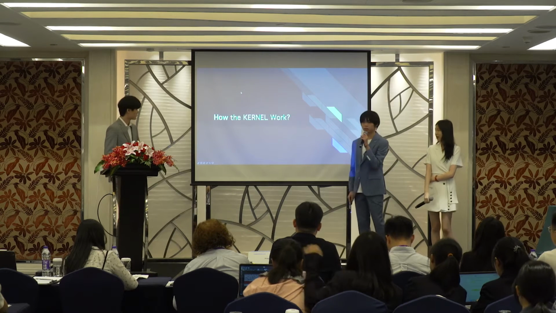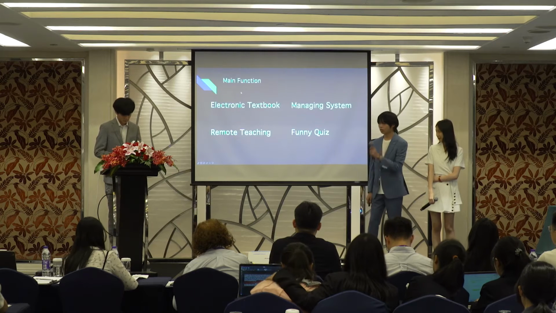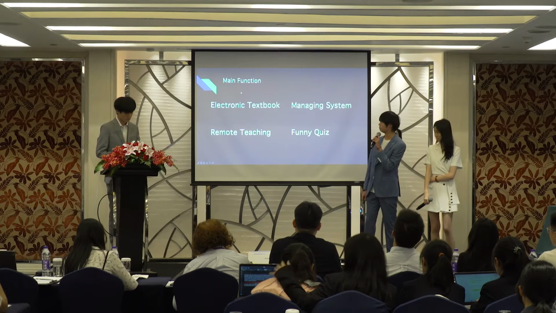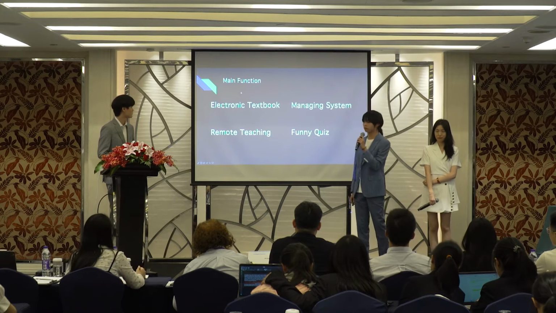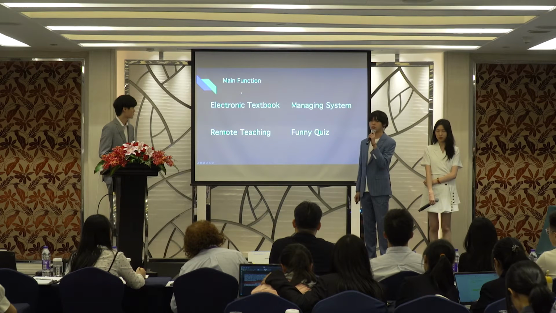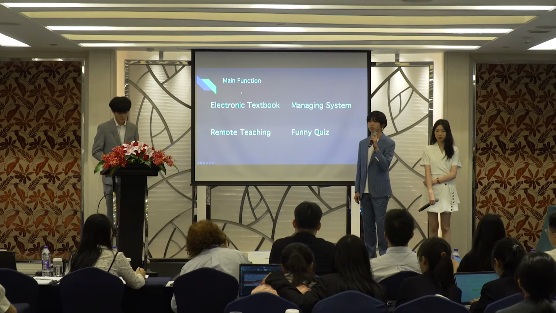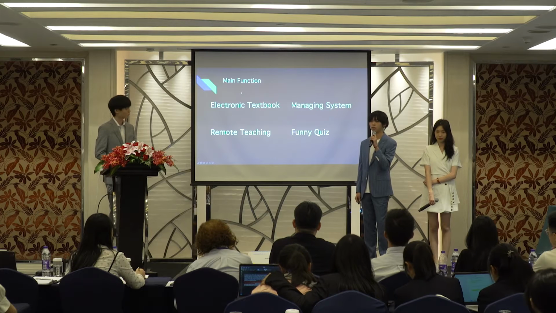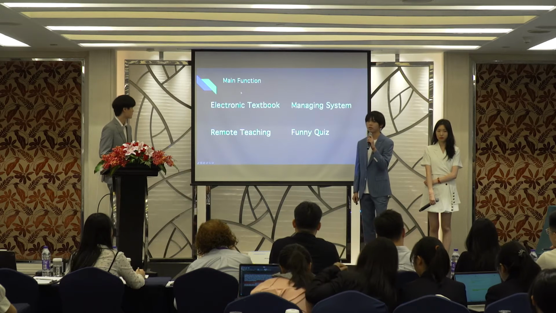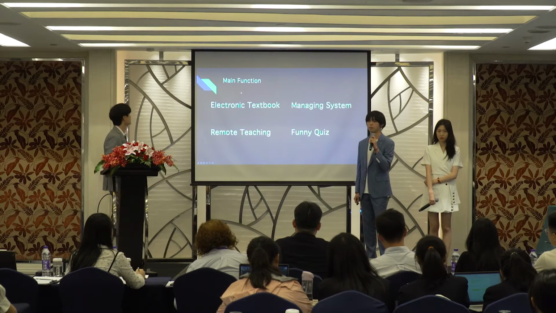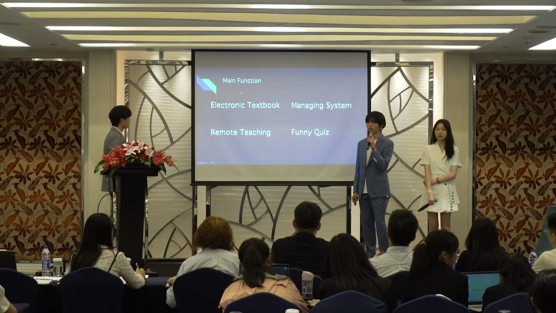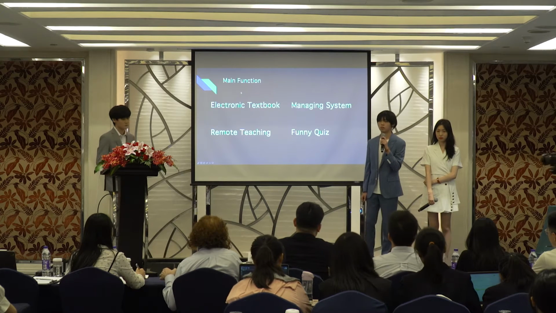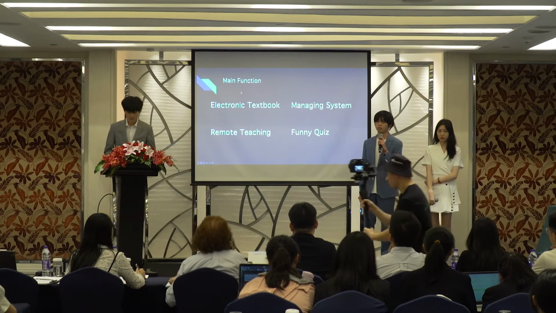So how does Kernel work? Kernel has 4 main functions, and the first main function is the electronic textbook. It allows students to access all the textbooks for all the subjects on the Kernel, and they can take notes or mark some important phrases easily on it. Also, it supports a function to look at different pages at the same time.